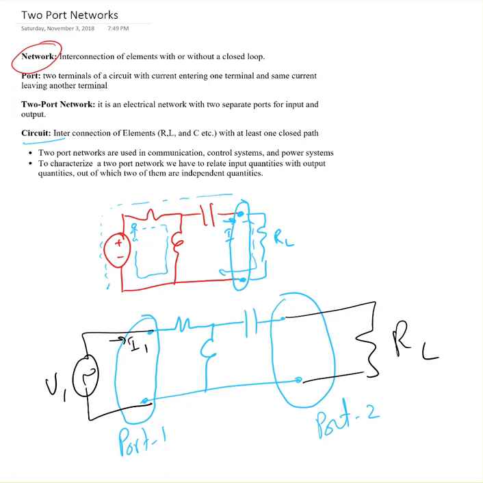Here I'm going to discuss two important points about two-port networks. First, two-port networks are mostly used in communications, but also in control systems and power systems. I see them in electronic circuits too.